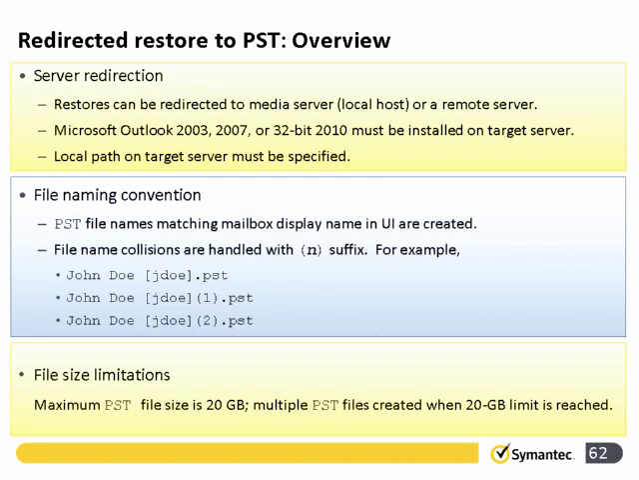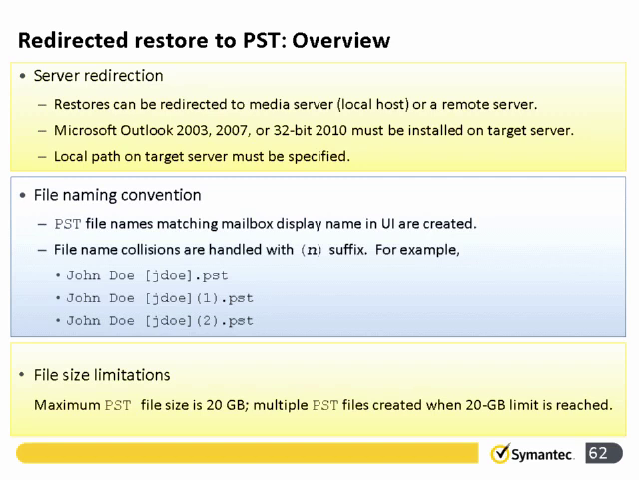When you redirect to a PST, restores can be redirected to a media server itself, the Backup Exec server, or any remote server. Outlook needs to be there so that you can attach to the PST, and you must specify a local path on the target server. The file naming convention is that it will be a PST with the file names matching the mailbox from which the backup was originally taken.